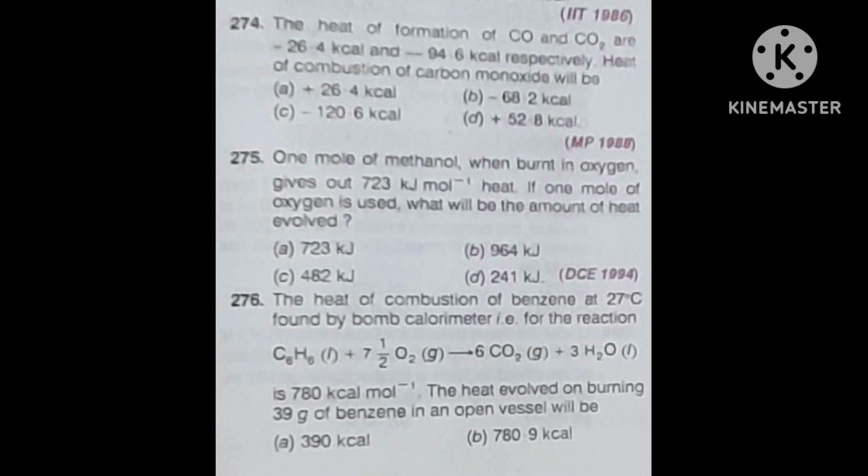This reaction is very, very important. Until you write this reaction, you can't solve this numerical. After writing this balanced equation, CO plus half O2 gives CO2. Now you have to calculate delta H as you have done in the previous questions: product minus reactant. The product is only CO2, whose standard delta HF value is given.